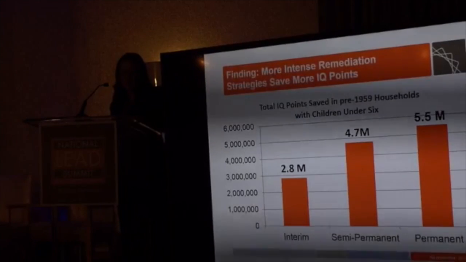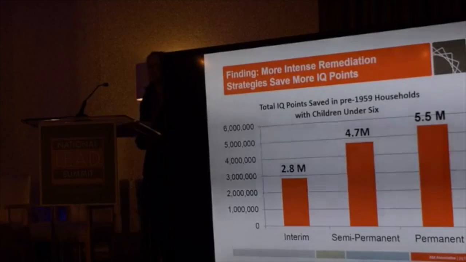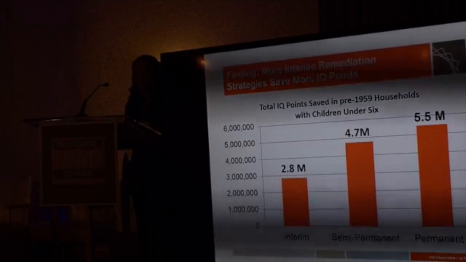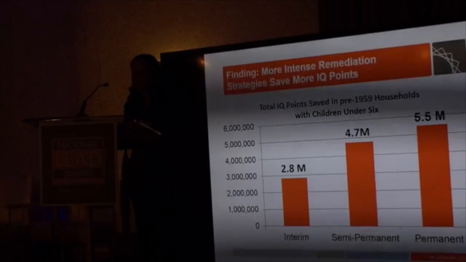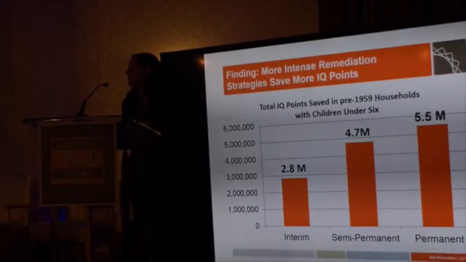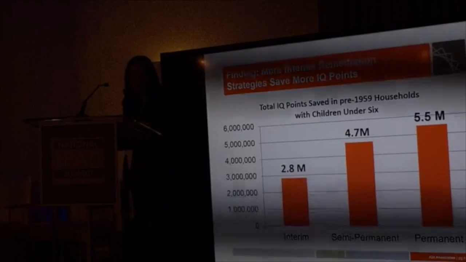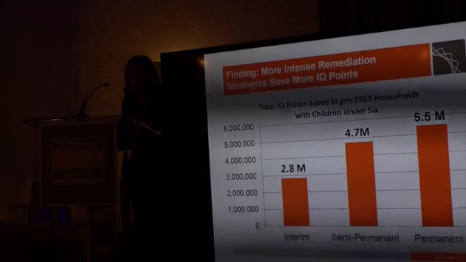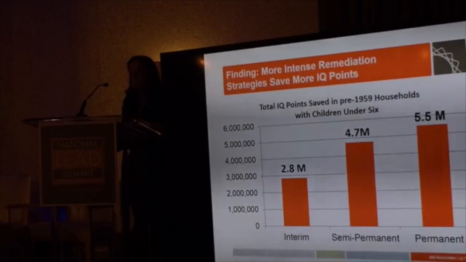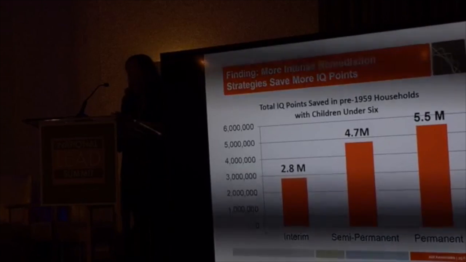On this slide, I'm showing, in all households that have a child under 6, the number of IQ points saved, and we're looking at older housing here. This is housing that was built before 1959, the set of housing in the country that has higher lead in paint. As you can see, there is a wide benefit to all the different strategies. But using what we're terming the permanent strategies does save overall more IQ points in these households.